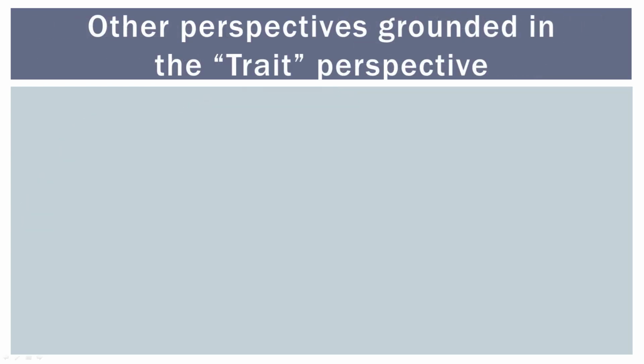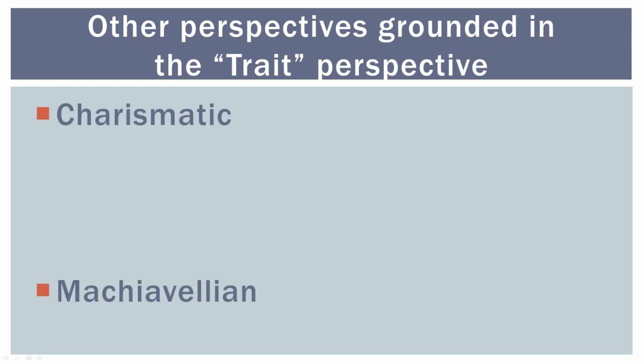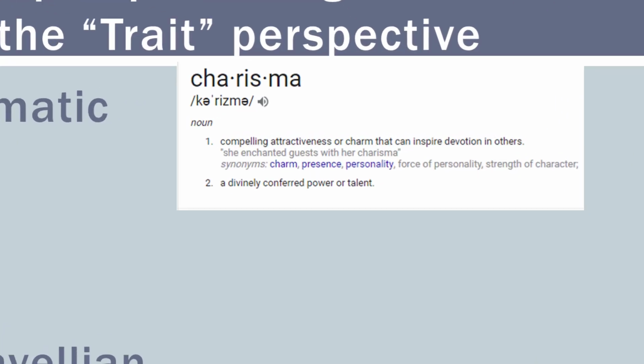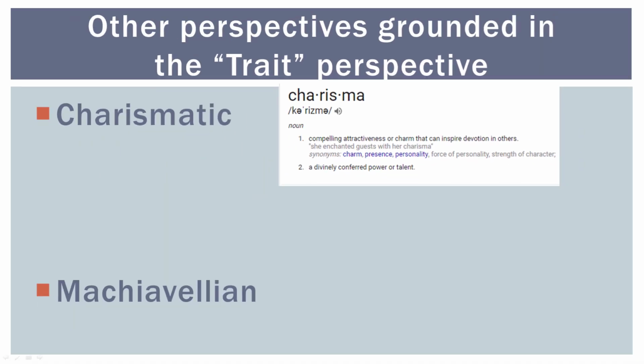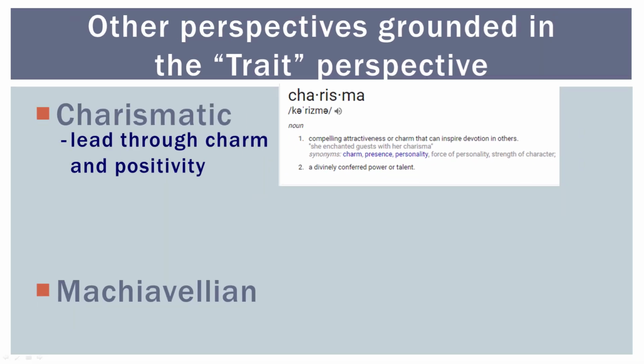Finally, let's briefly look at two traits that have garnered their own perspectives: charismatic and Machiavellian. Charisma is defined as a compelling attractiveness or charm that can inspire devotion in others. Even Zuccharo included charisma as part of the distal attribute of personality. Charismatic leadership is leadership where people follow those who are charming and positive. You just feel good around them.